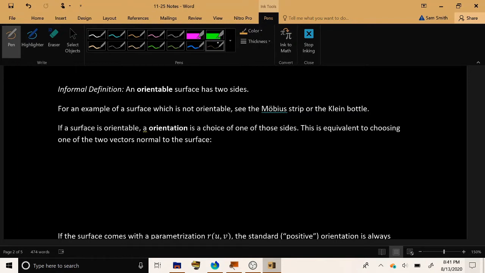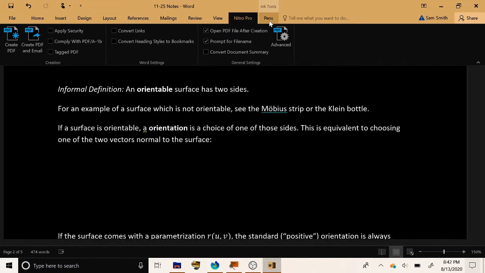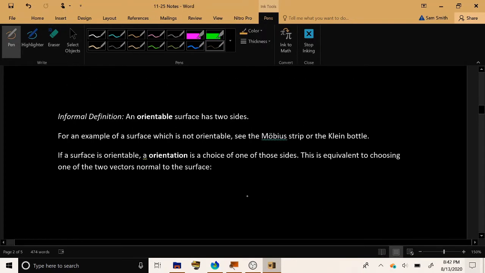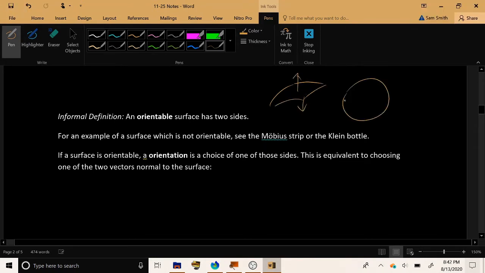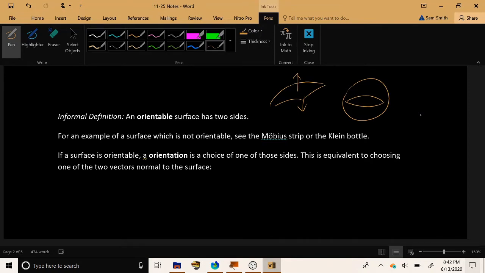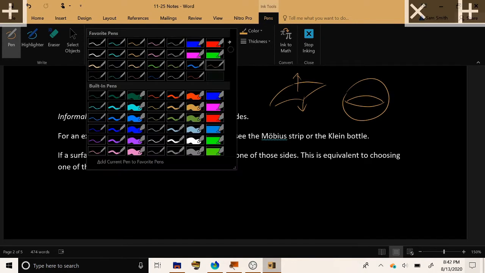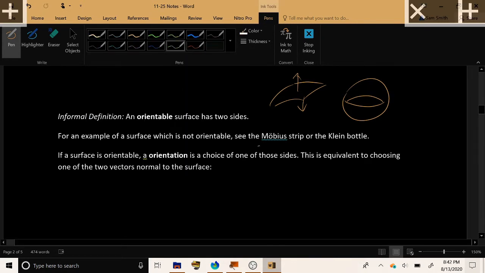In formal definition, a surface that is orientable has two sides instead of just one side. So, for example, a sheet of paper clearly has a top side and a bottom side. Something like a sphere clearly has an inside and an outside. But there are also some surfaces which don't have two clearly defined sides. And the quintessential examples are the Mobius strip and the Klein bottle.